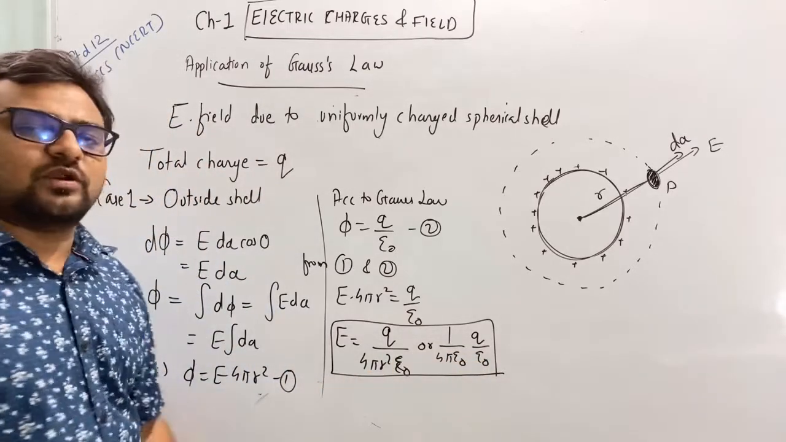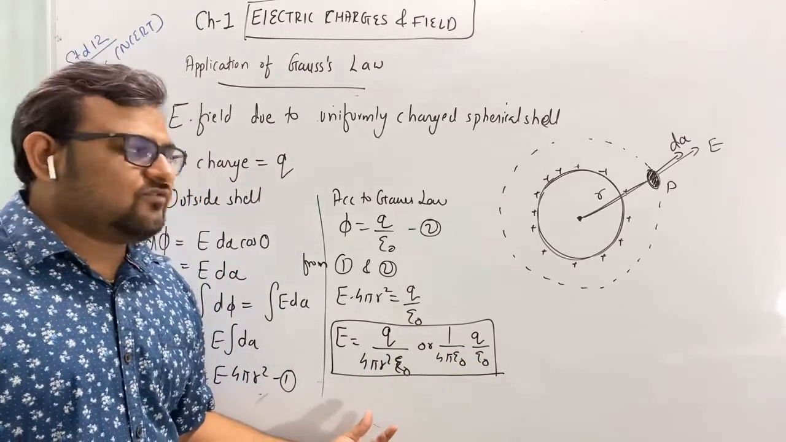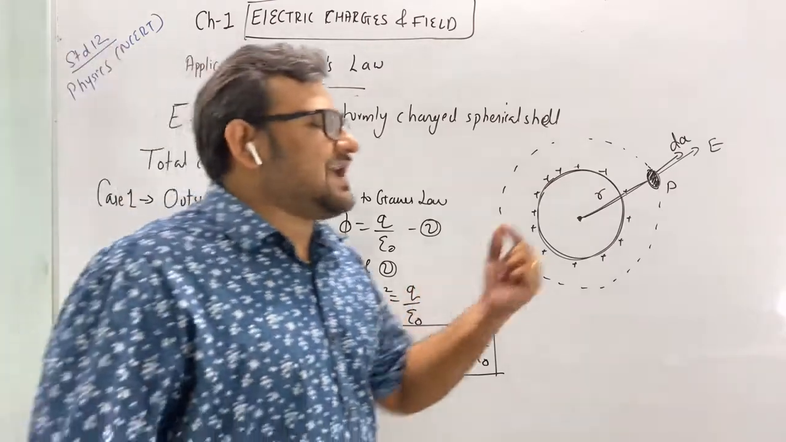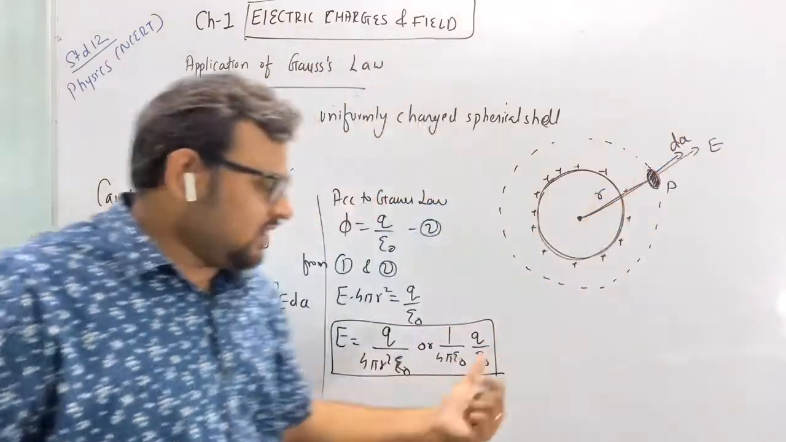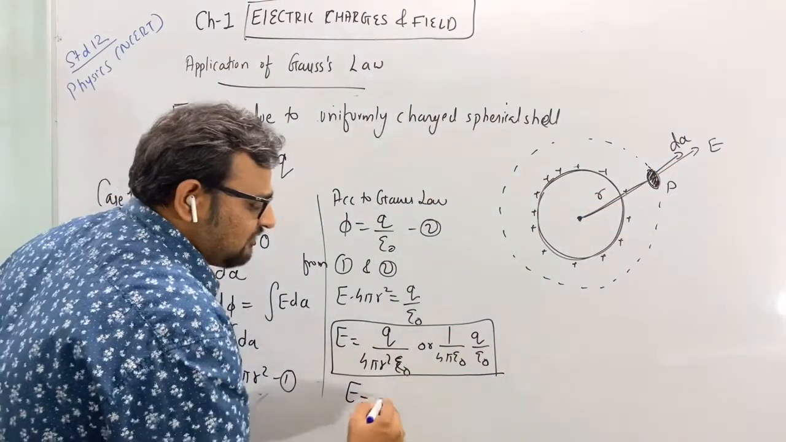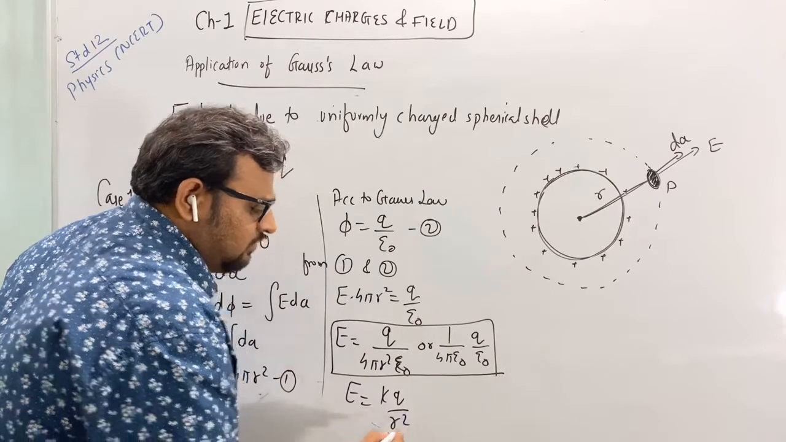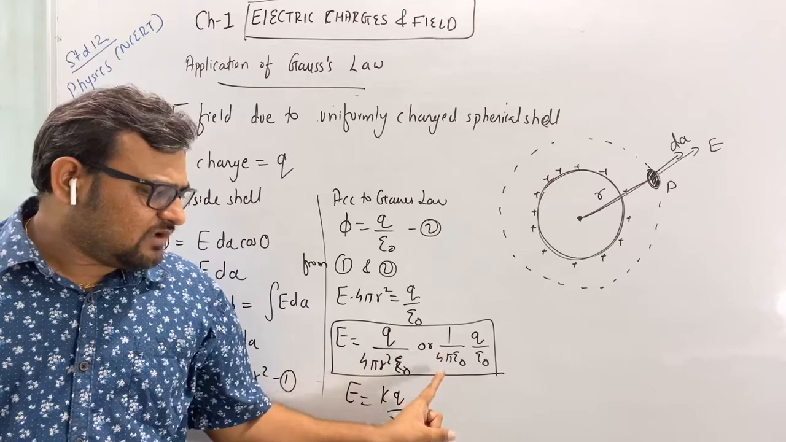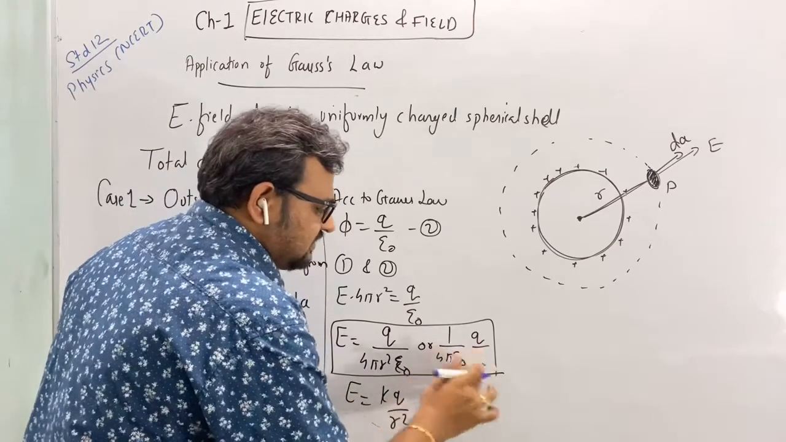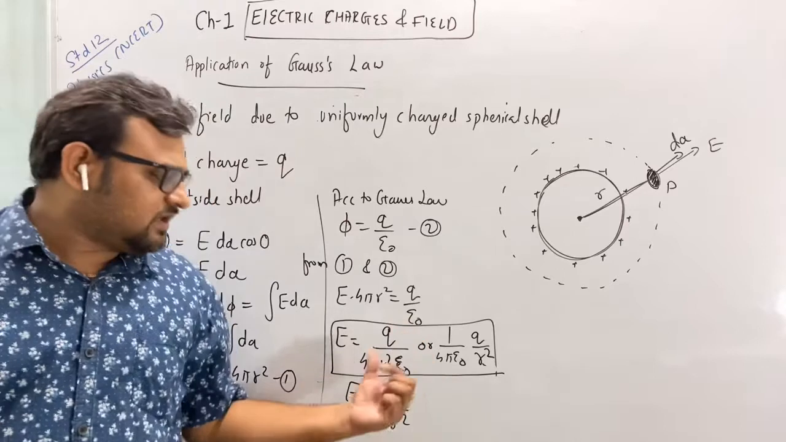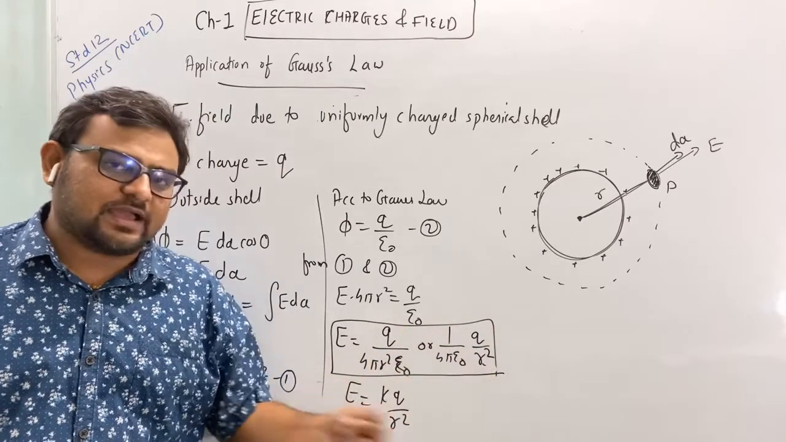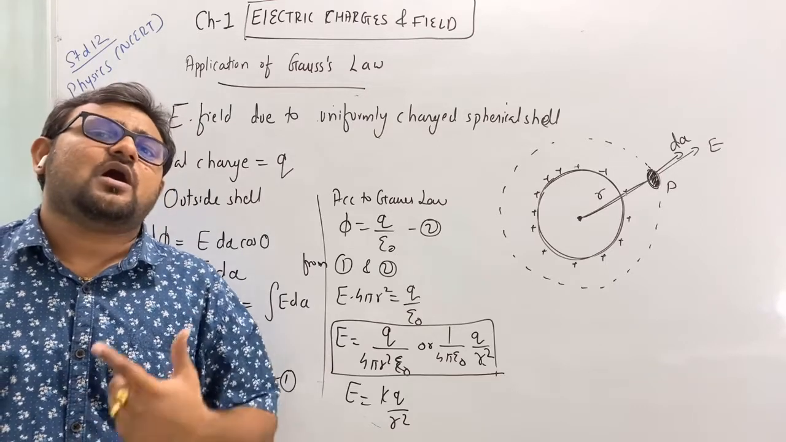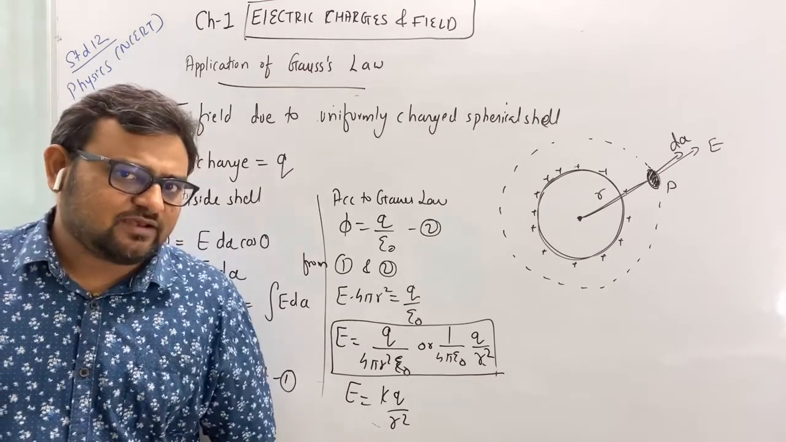This is the formula for electric field for a uniformly charged spherical shell when the point is selected outside the shell. I can also write it in this way: 1 by 4 pi epsilon 0 times q by r square, that is kq by r square. This is also the formula for electric field of a point charge, right?